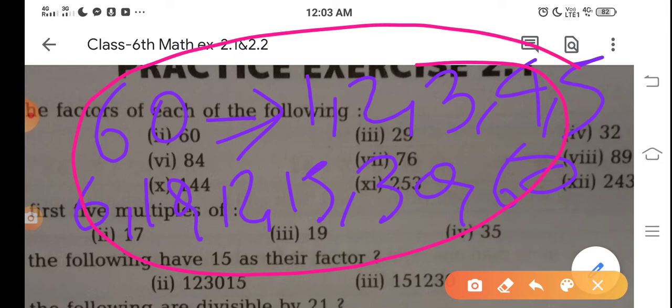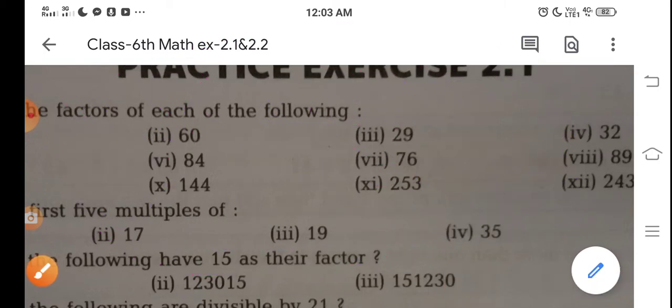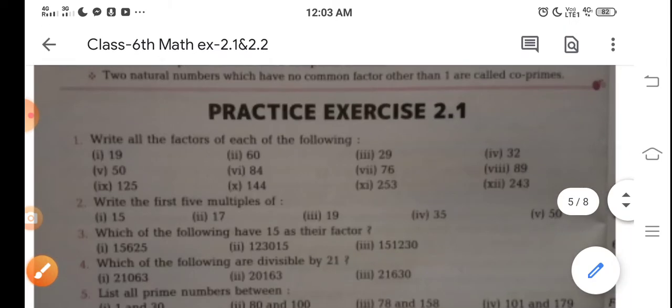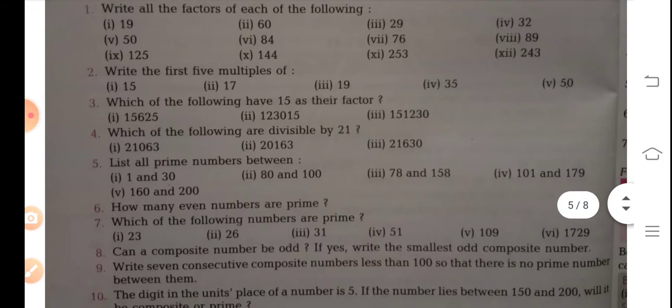In simple language, you write all the numbers in whose table 60 comes. When you read the table of 1, you also get 60. When you read the table of 2, you also get 60. So all those numbers are factors of 60. Do you understand? I think all the students understand, so complete the question.